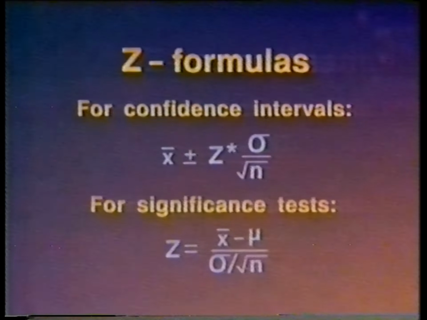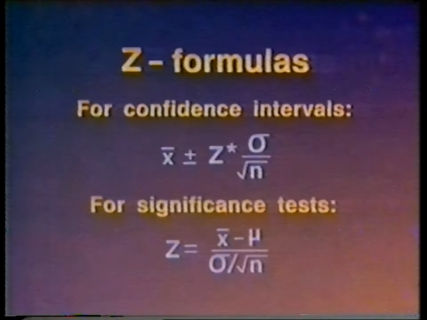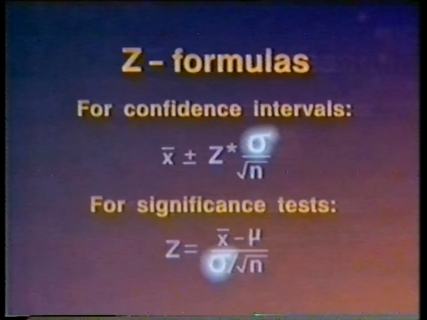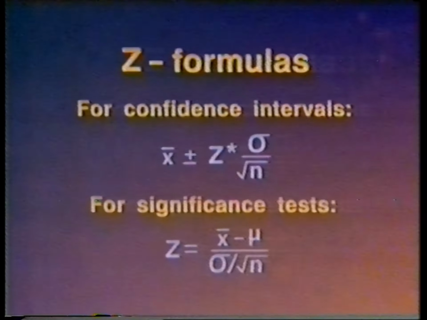Here are the familiar Z formulas: the Z statistic for tests of significance and the corresponding Z formula for finding a confidence interval. As I said, the culprit here is the sigma in both. That sigma represents our unrealistic assumption that we know the standard deviation of the population. Fortunately, there's an easy way around this assumption.